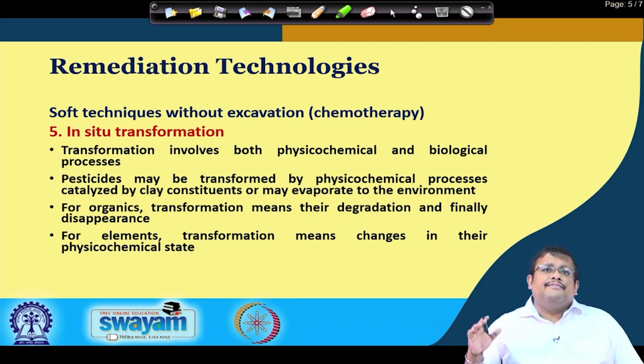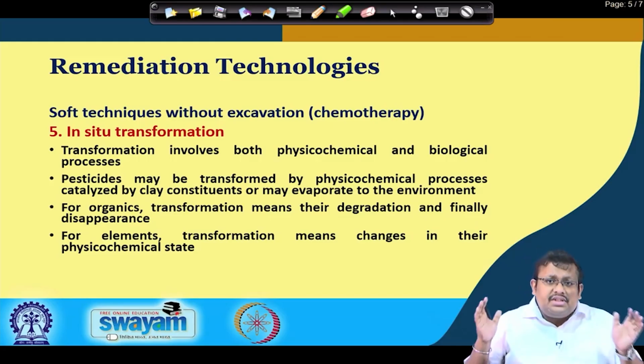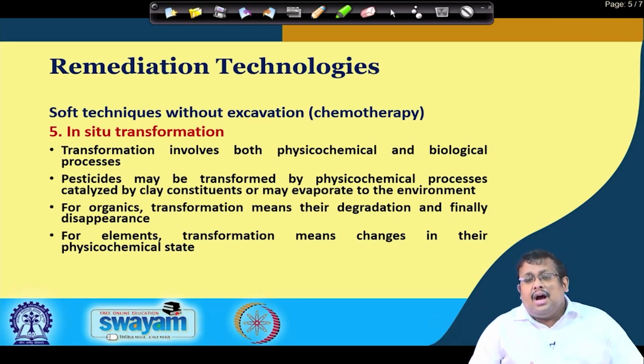So, these are all 5 different in situ chemotherapy or soft techniques without excavation, which are different from these hard techniques. So, a remediation measure for any pollution can be designed with the help of these remediation techniques, and there are different types of techniques you have learned, thermal techniques and then biological techniques, and depending on the condition and depending on the cost of the technique also you can select the best technique for further remediation measures.